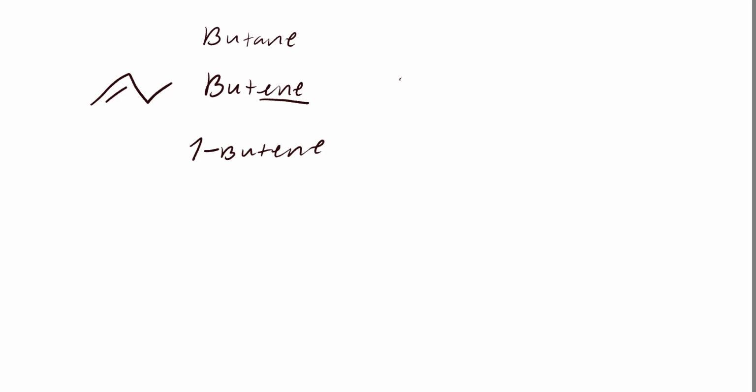Now let's do another one. Let's do 1, 2, 3, 4, 5, and 6. That's a hexane, but when we add a double bond, it becomes a hexene. Right? Hexene. And this occurs at 2 and 3, so we will say this is a 2-hexene.